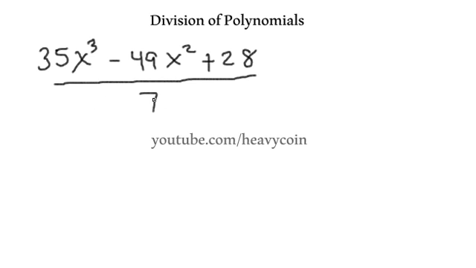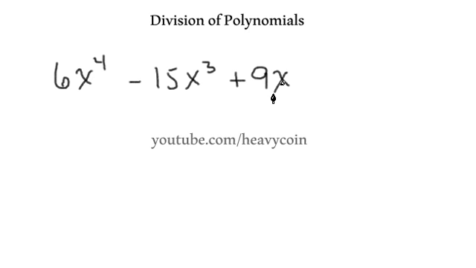7 goes into 35, 7 goes into 49, and 7 goes into 28. So 7 goes into 35 5 times. So we just write 5x cubed, minus, 7 goes into 49 7 times, so that'd be 7x squared. And 7 goes into 28 4 times. Alright, so that's been simplified down to 5x cubed minus 7x squared plus 4.